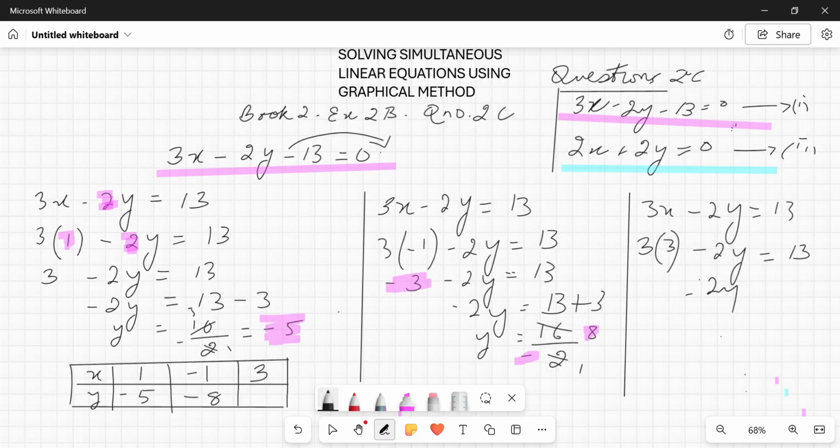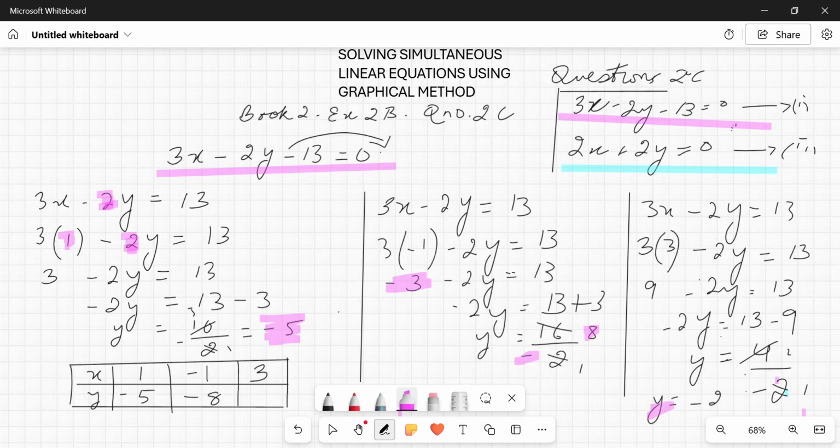So minus 2y is equal to 13. y is equal to, and the answer is 9, right? So 3 into 3 is 9. So 13 minus 9 is 4, right? And here is 2. So y is equal to 4 divided by minus 2. So 2 ones are 2, 2 twos are 4. So y is equal to minus 2.